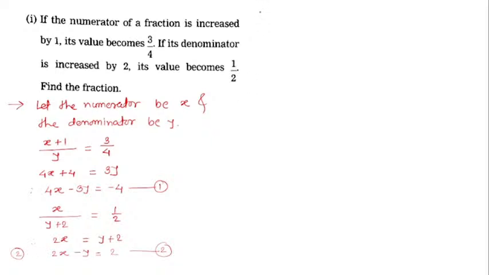So the next step would be multiplying equation 2 by 2. So 2 into 2x, that's 4x, minus 2 into y, 2y, is equal to 2 into 2, that's 4, and this is equation number 3. Now compare equation 1 and 3.